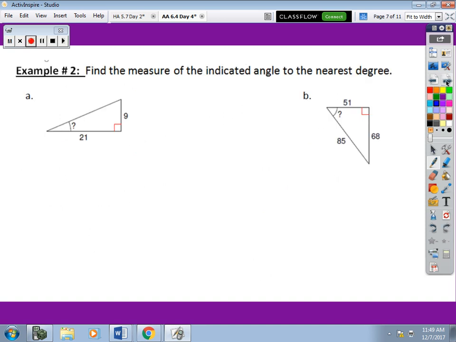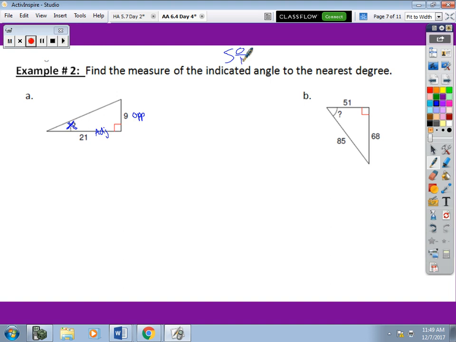Now on the back, what we're going to do is we're going to take away the trig function. You're going to have to identify which trig function to use. So all you have to do is label the sides. So based on this, and you might want to put an X here instead of a question mark, just so you have a variable, 9 would be my opposite side. 21 would be my adjacent side. Don't label that hypotenuse because you don't have a number there and it's not going to help you.